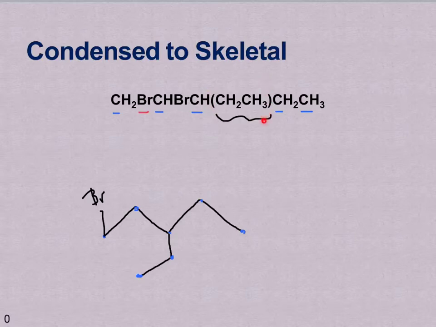If I had 2 methyl groups, I would actually show it as (CH3)2, and that would represent the 2 methyl groups off of this one carbon atom. But we have 2 carbons both in the same parentheses, so we know we have an ethyl group.